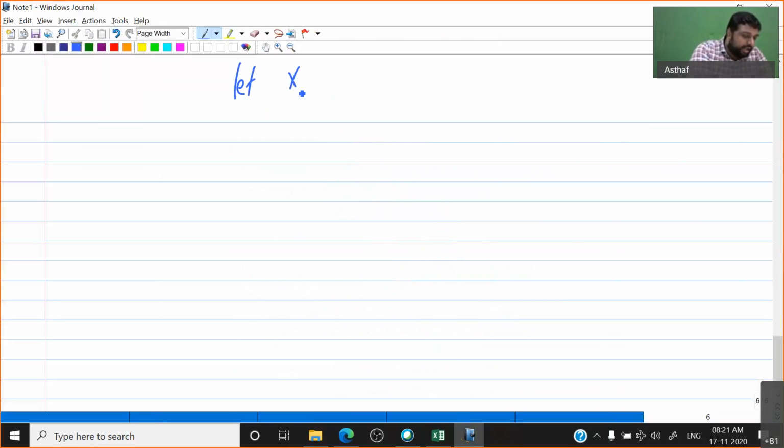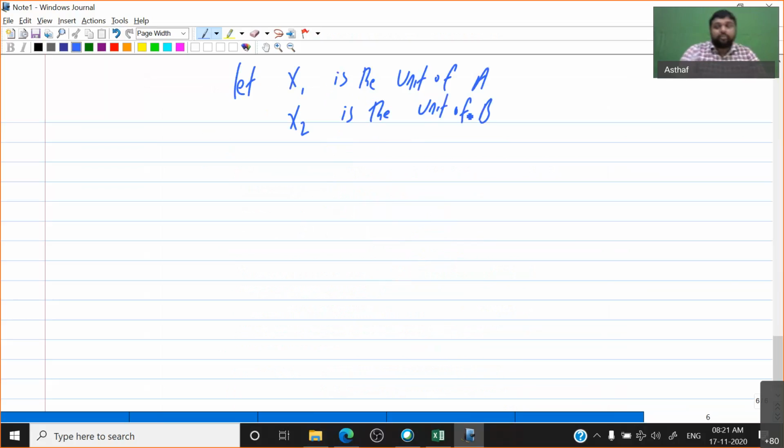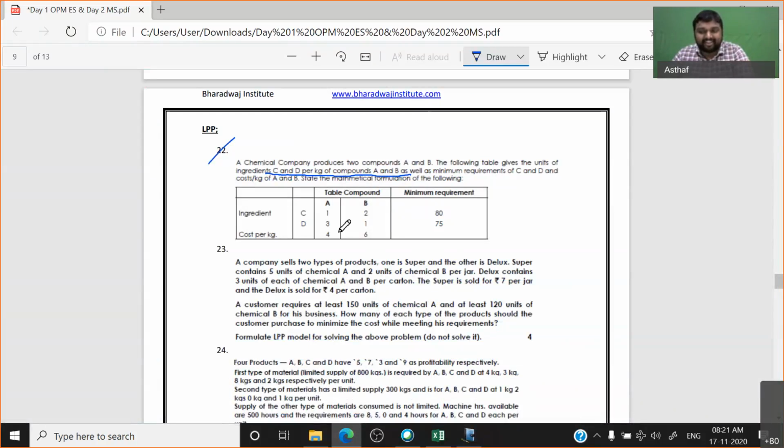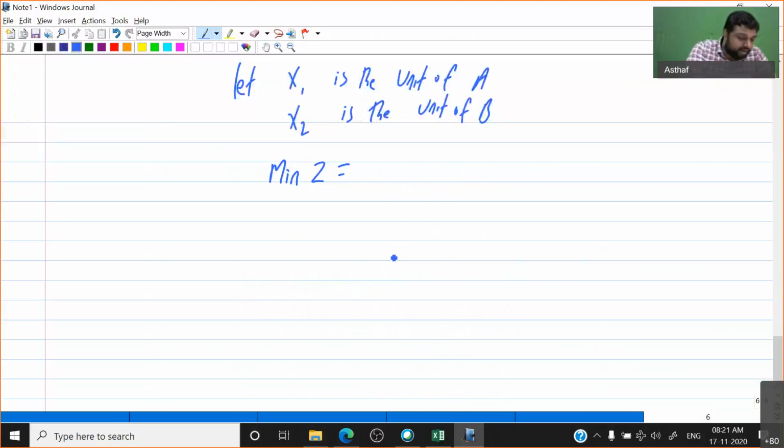So we will start. Let X1 be the unit of A, X2 the unit of B. The objective here is minimization. So minimize Z equal to the cost only. The cost is given as 4 and 6. So what will come? 4x1 plus 6x2.